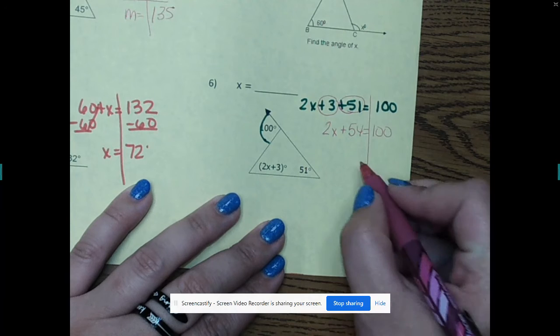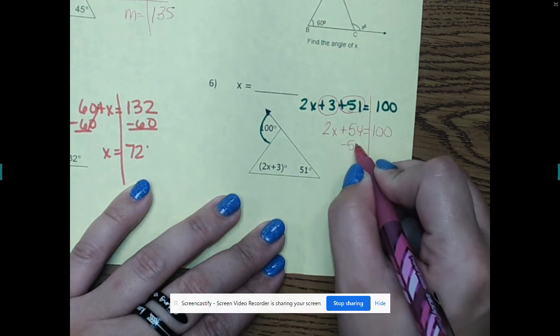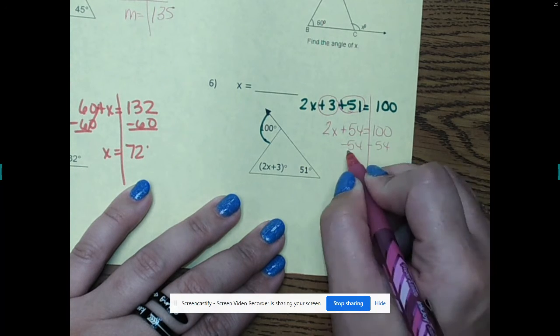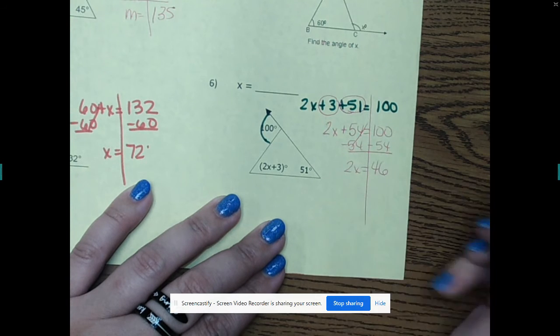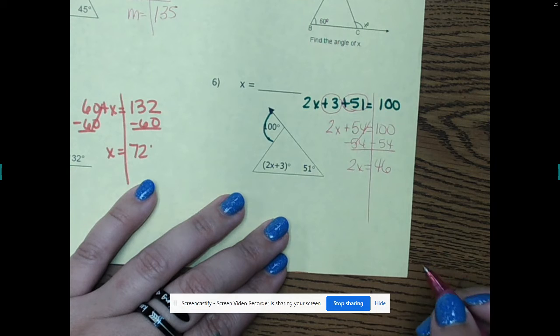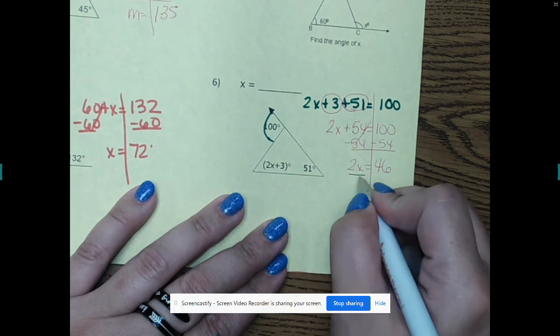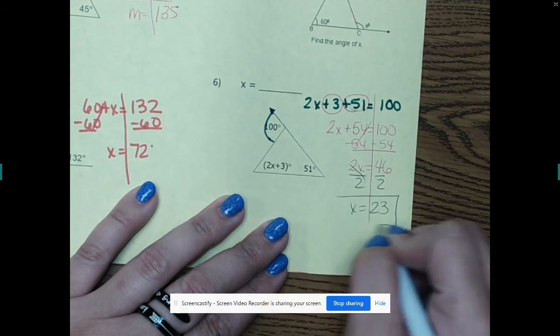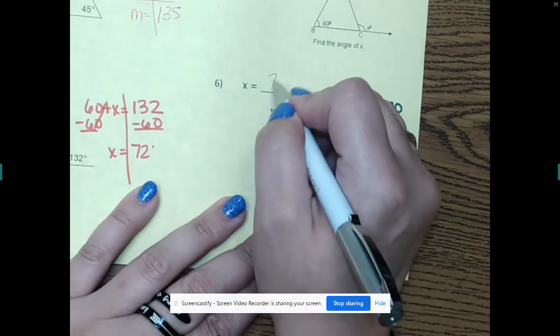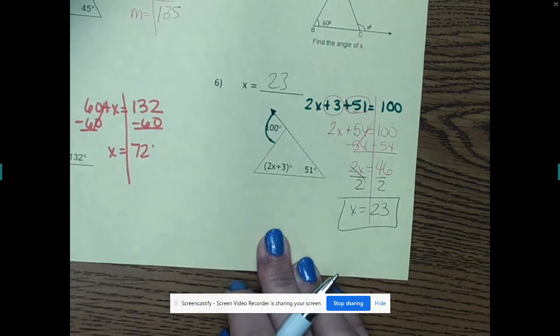What do you do? Minus 54 first, because you want to get rid of that plain number. 2x equals 46. Now it's the final step. Divide by 2. Okay. So it's everything we've been doing. We're just now putting it inside triangles. Okay, we have 3 more to do together.